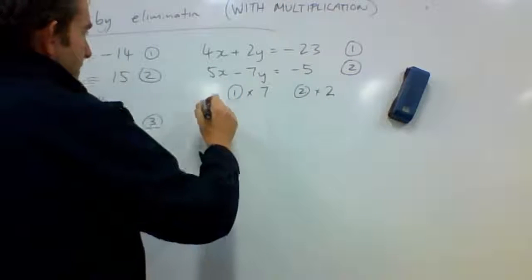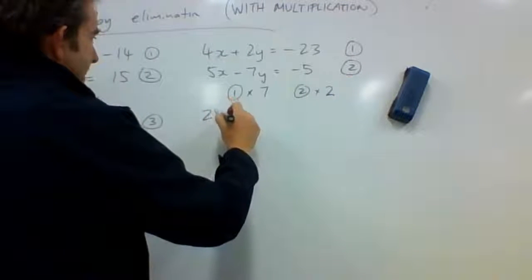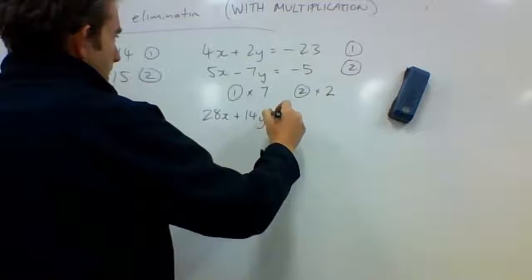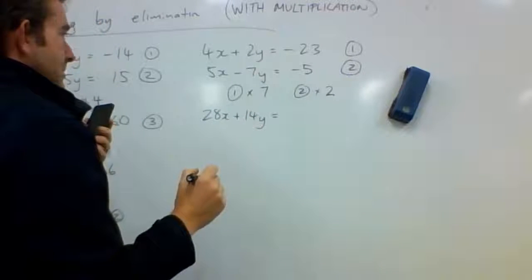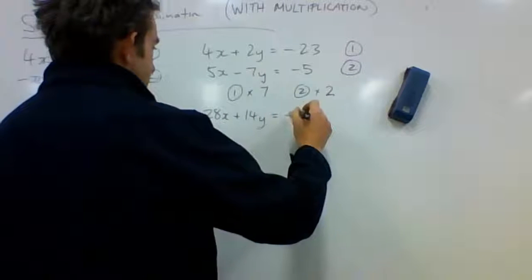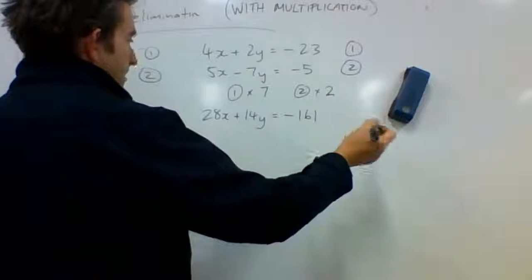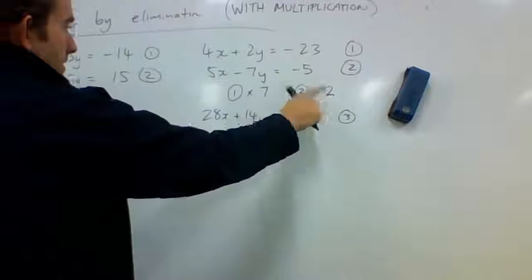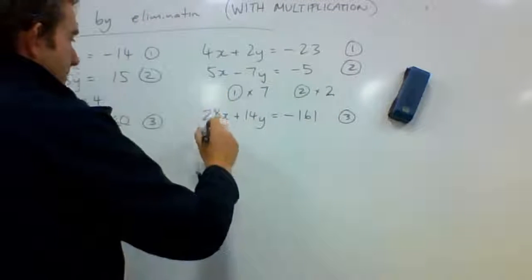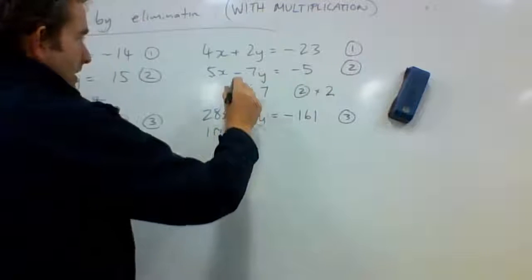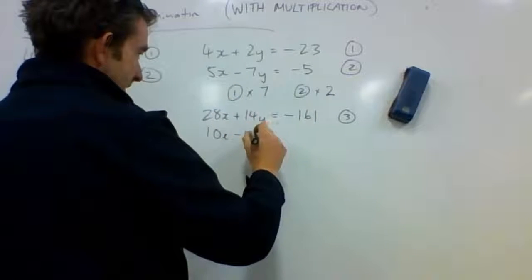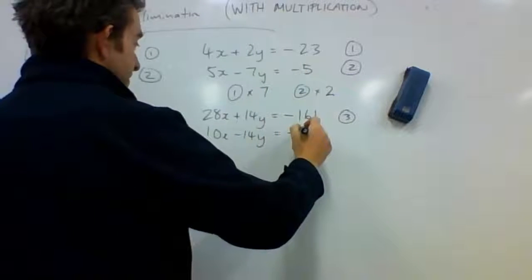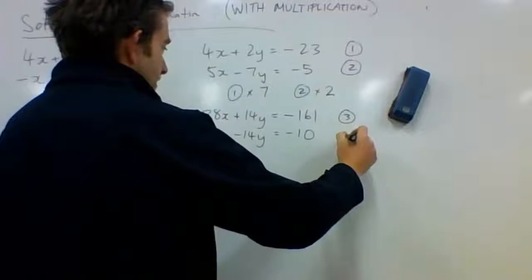So 1 times 7, 7 fours are 28x plus 14y equals negative 23 times 7. It's going to be negative 161, and I'll call that equation 3. 2 times 2, so 5 times 2 is 10x, minus 7 times 2 is minus 14y, and minus 5 times 2 is minus 10. I'll call that equation 4.